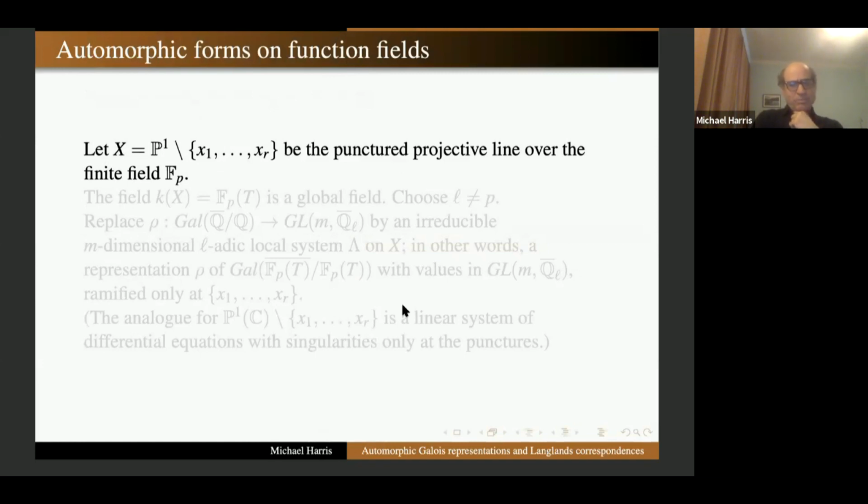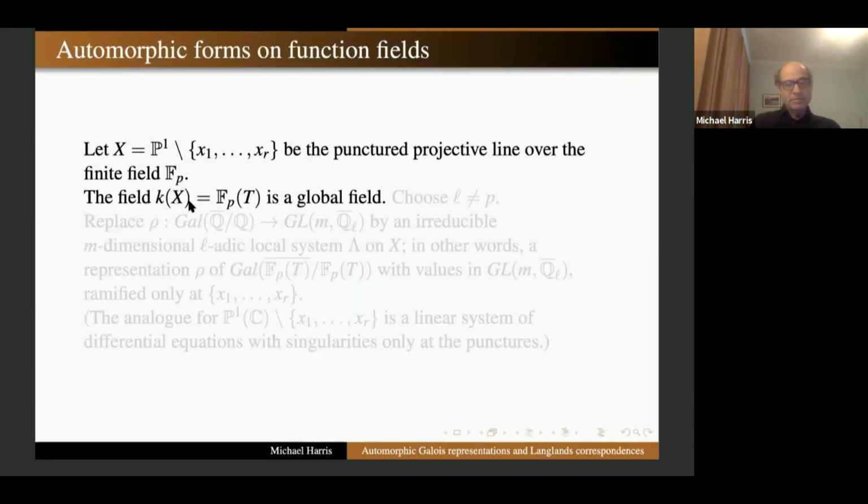Well, now let me say something about when you can complete the Langlands program, although this is not going to be directly relevant to my talk. Well, suppose we're back on the punctured projective line, but now we're over the finite field FP.